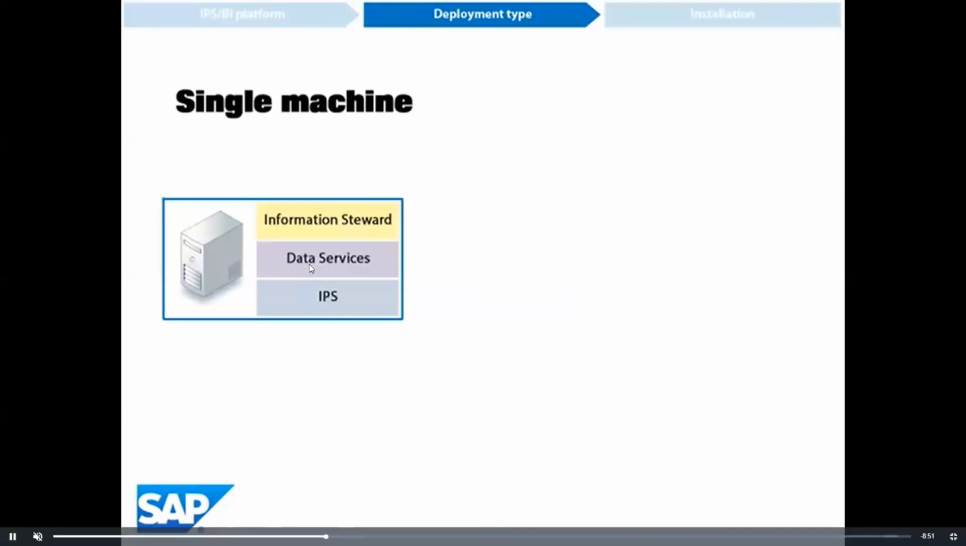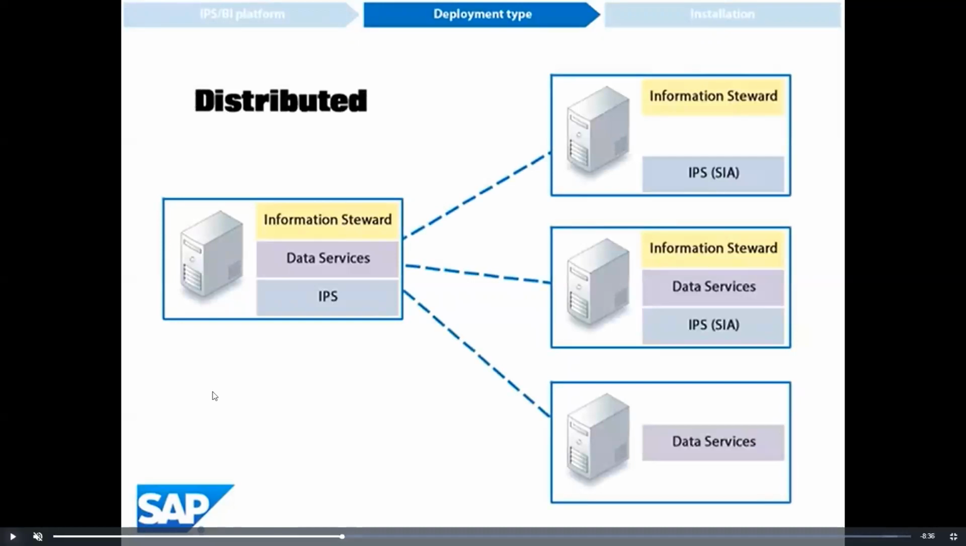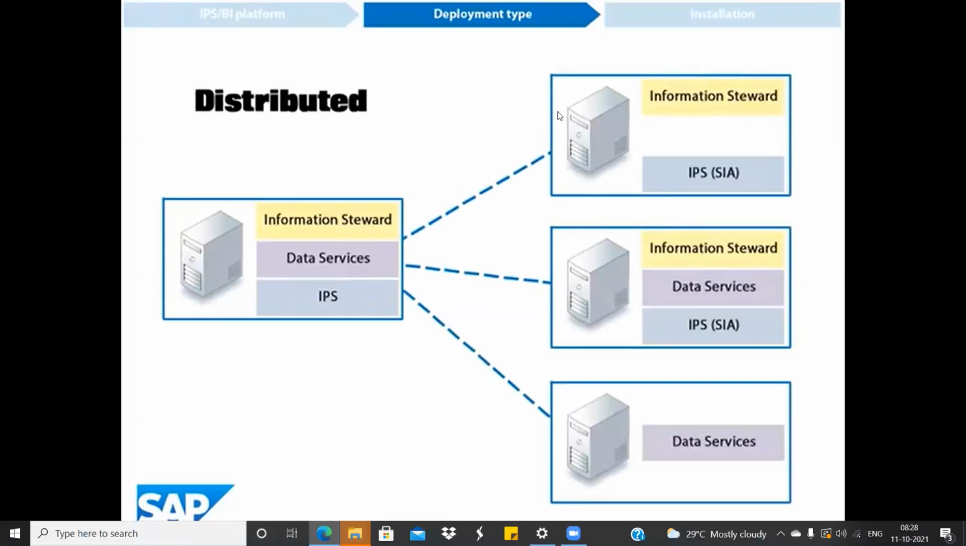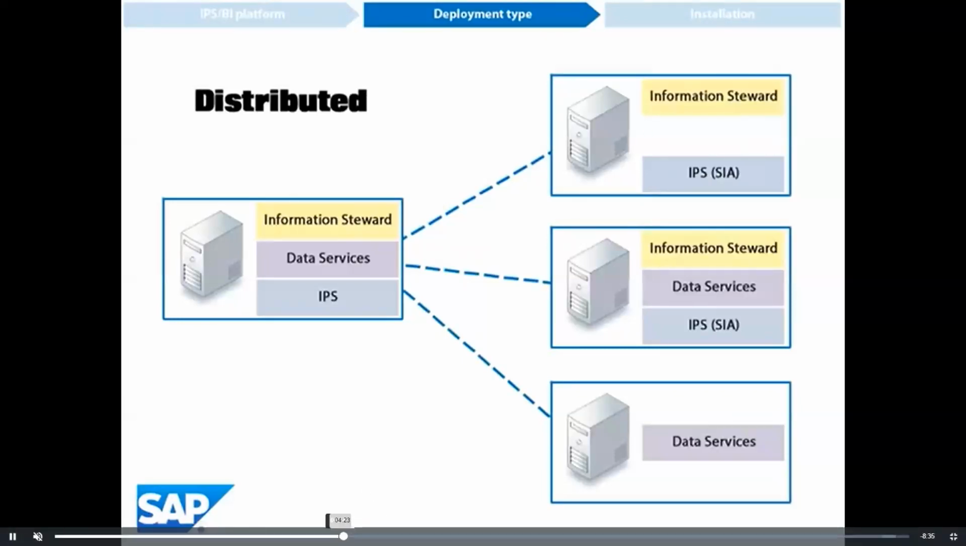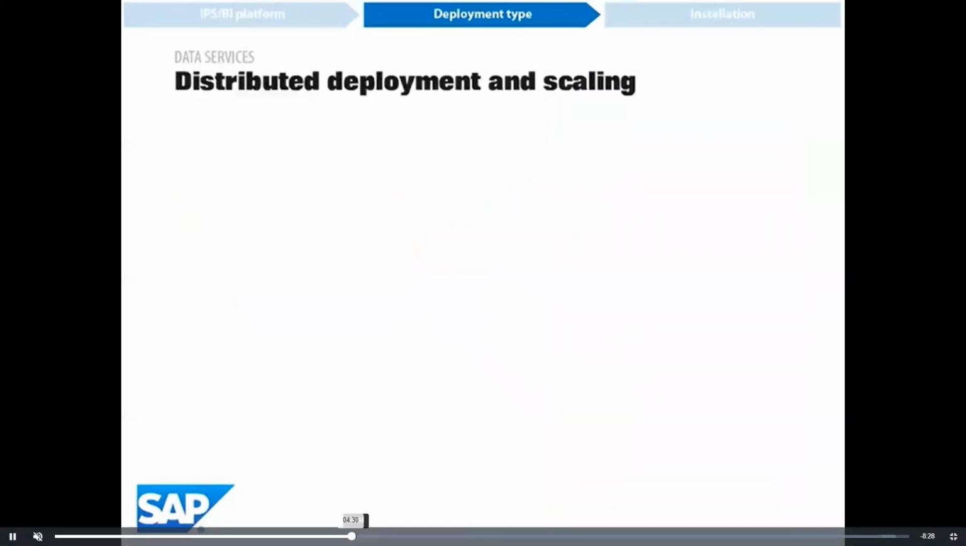So for a single machine, IPS and DS just come in one machine. And if it's distributed machines, I just move this from here. Here it has IPS and data services, so they just choose IPS. We have these three in one place. This has been distributed as data services into one machine, and then IPS and SAA are some components inside that. Data services and information steward are one component, and IPS and information steward are another component. This is segregated in different ways.